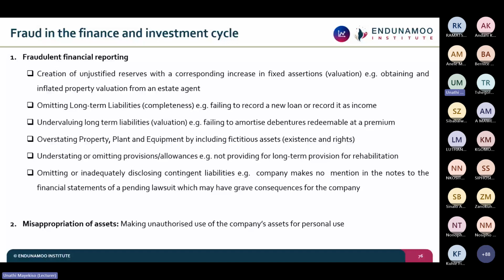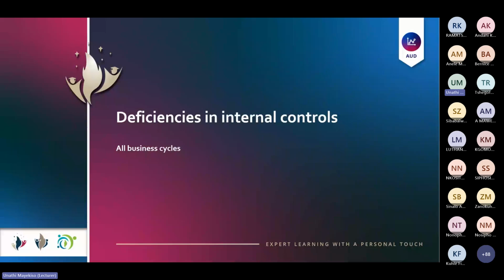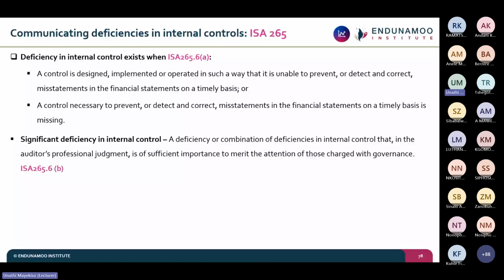Any questions on the fraud and on the finance and investment cycle? Okay, I want to run through deficiencies, which can happen in all of the cycles. Your deficiencies would exist when you've got a control that is designed in a way that it is not able to fulfill its objective, which is what we discussed earlier. And then you can also look at whether or not that deficiency is significant, because one deficiency on its own might not be significant, but if you combine those deficiencies, they could actually create a significant control deficiency.